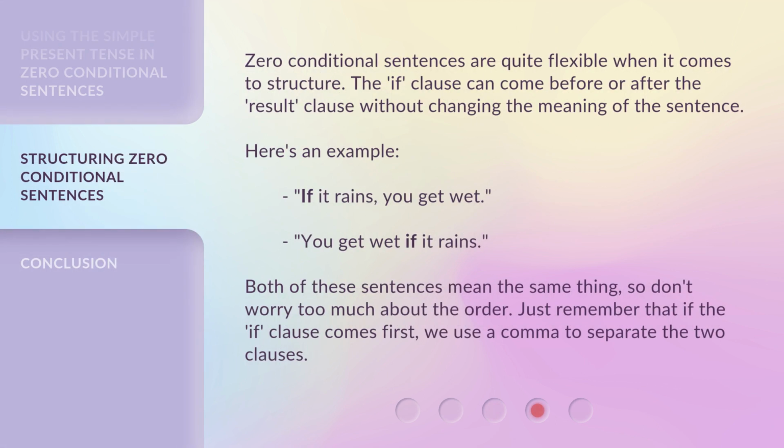Zero conditional sentences are quite flexible when it comes to structure. The if clause can come before or after the result clause without changing the meaning of the sentence. Here's an example. "If it rains, you get wet." "You get wet if it rains." Both of these sentences mean the same thing, so don't worry too much about the order. Just remember that if the if clause comes first, we use a comma to separate the two clauses.